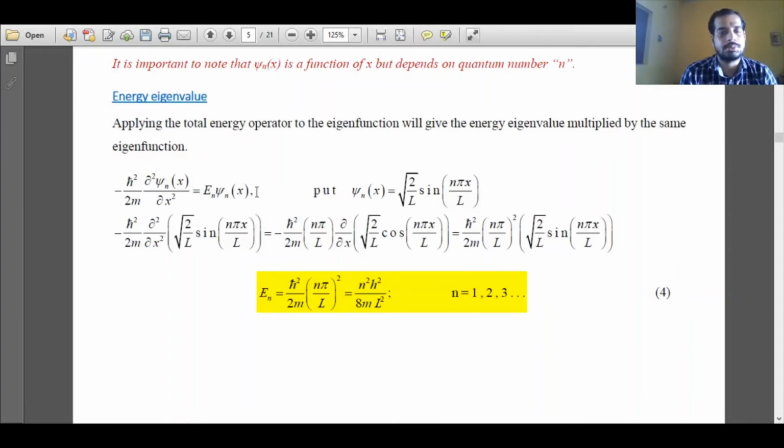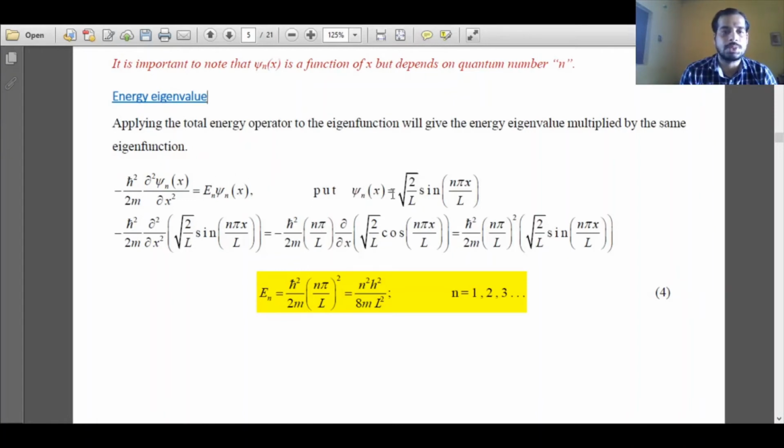Now from previous solutions we know that the eigenfunction is root over 2 over L sin(nπx/L). So when n varies, the eigenfunction varies. Now I'll substitute this eigenfunction into my time independent Schrodinger equation.